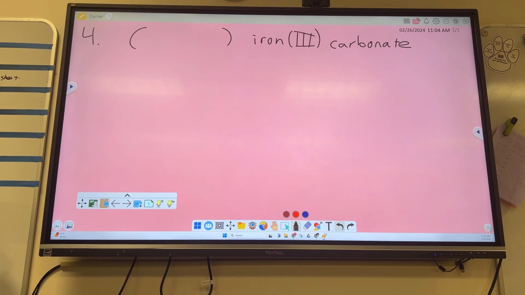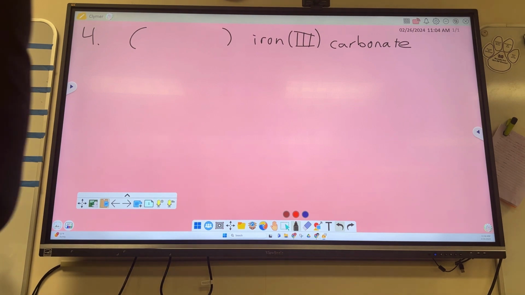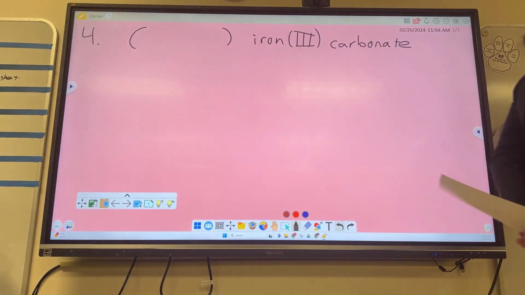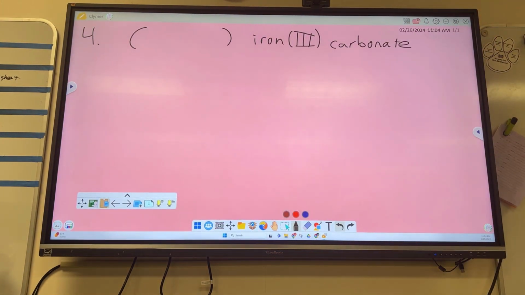And then once you have the formula figured out, go ahead and go through the steps to find molar mass and then also the percent composition. Hold on before you go further. I want to fix that. It's not quite right. Good. Try number 4. That's fine. All right, so what is my formula for iron 3 carbonate?